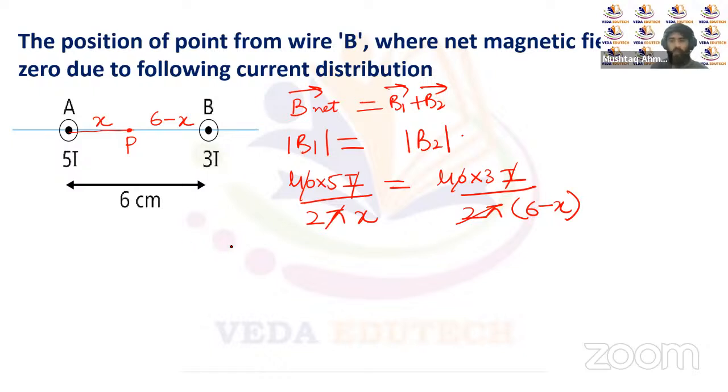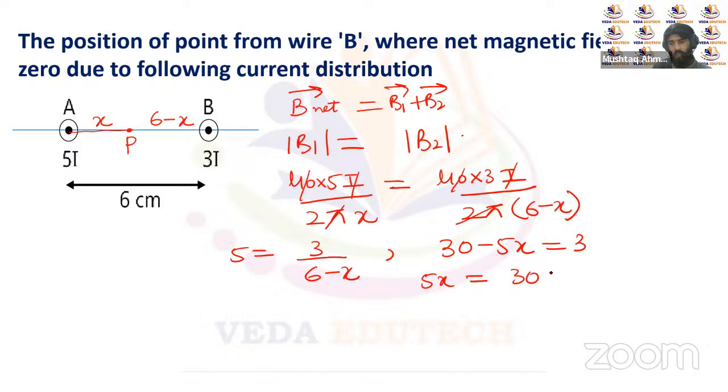So we'll be left with 5 upon x is equal to 3 upon 6 minus x, right? Or you can say that 30 minus 5x will be equal to 3x. From here, 8x will be equal to 30, and the value of x will be equal to 30 upon 8.